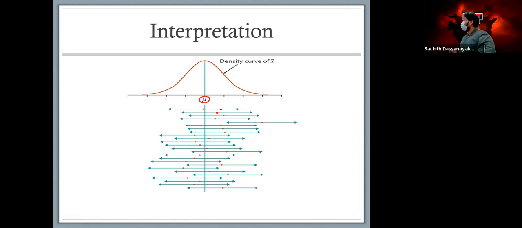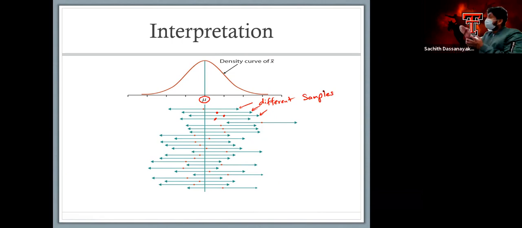Let's say height of students. Something like that. If I pick different samples, these are their means. These are different samples. The red dots are the means. So you can see they have different means.